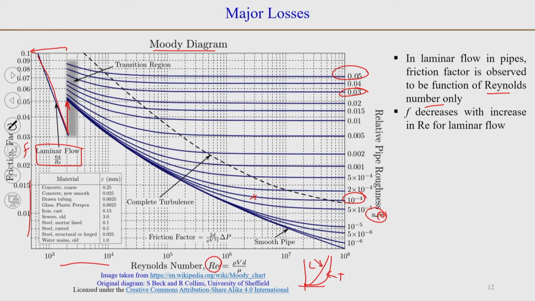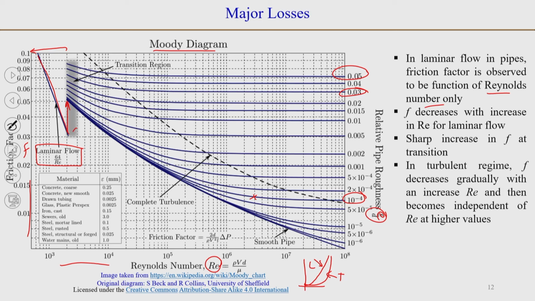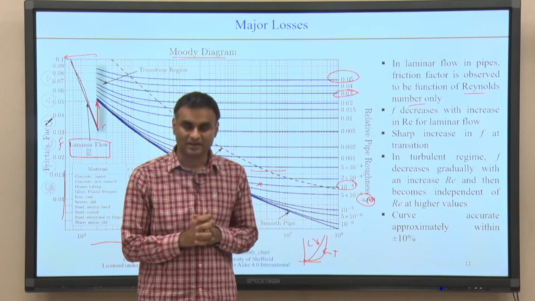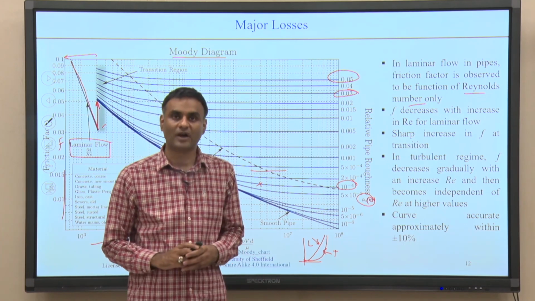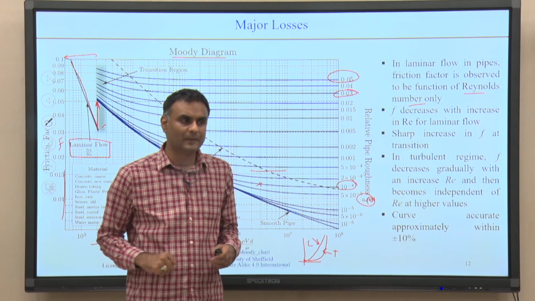It decreases with increase in Re for laminar flow, 64 by Re, as we have seen, and then there is a sharp increase here in transition, and in turbulent flows, depending on the roughness, it decreases gradually and then becomes constant at the higher Reynolds number values. And this curve has been prepared with a lot of experimental data and appears to be quite accurate within plus minus 10%.